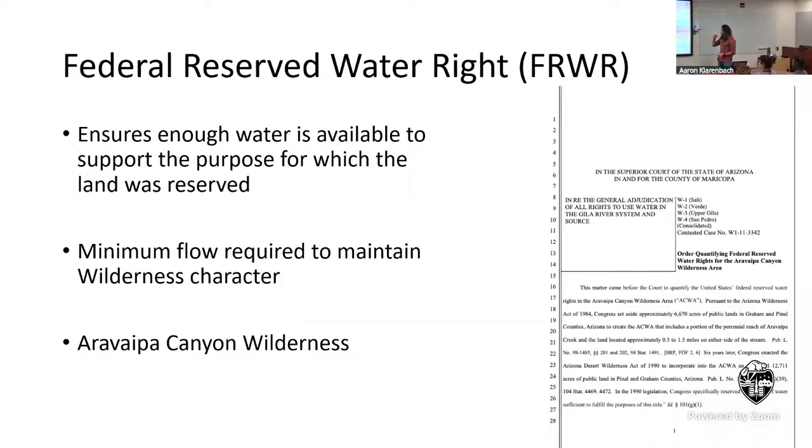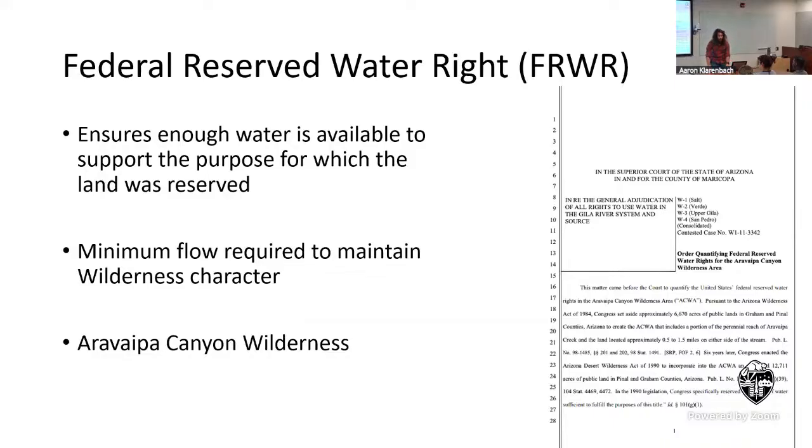And here, just a quick snapshot of a recent case in the Gila River adjudication for the Arapahoe Canyon Wilderness. This happened several years ago, but the key part to note for this was the case was very important for setting a precedent by affirming that wilderness areas are entitled to protection under federal law, but those flows must be clearly justified and quantified.